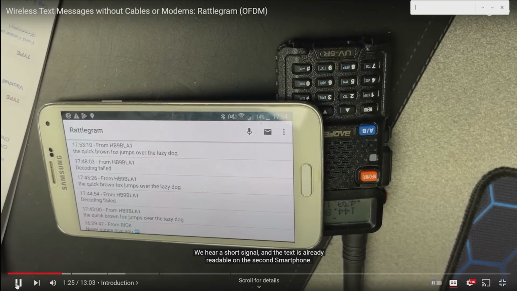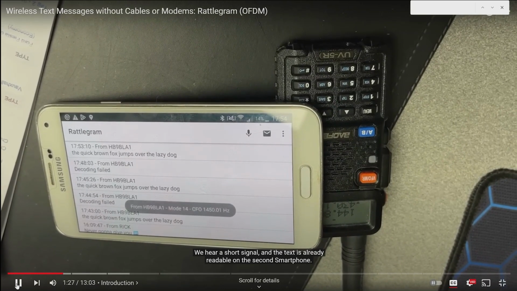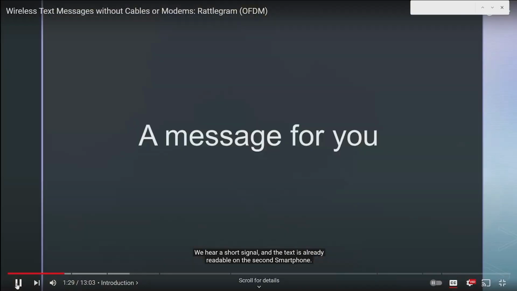We hear a short signal and the text is already readable on the second smartphone. I prepared a message just for you. Who is the first to decode it and write it in the comments?